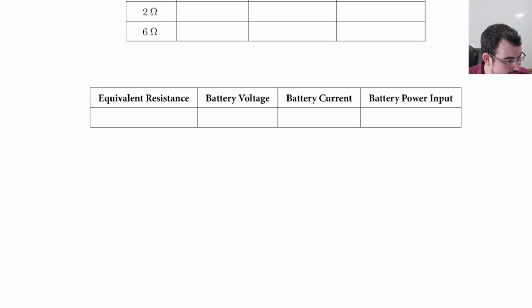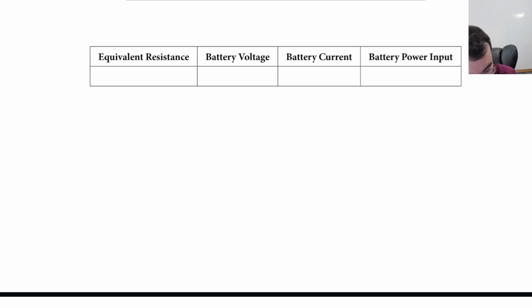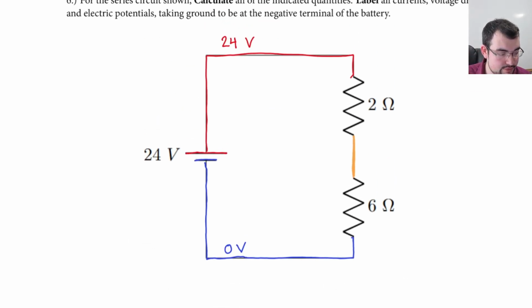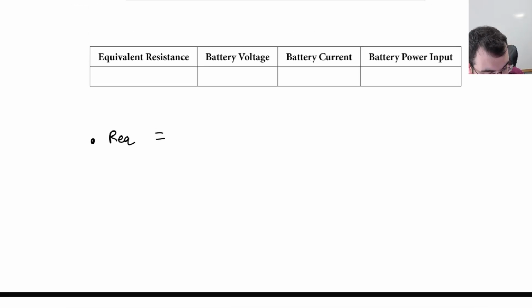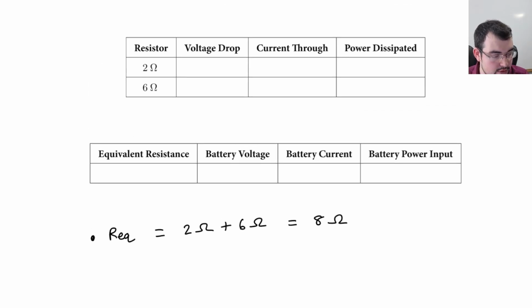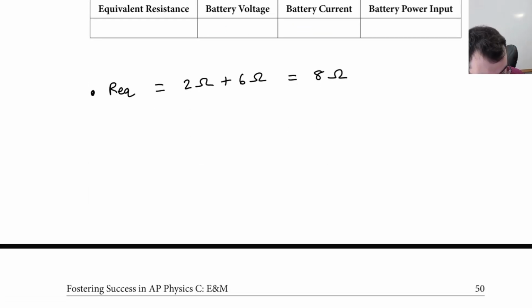So we'll begin. Step 1 is find REQ. REQ for this circuit is really easy because it's in series. In series, if I have to wait 2 minutes, then I have to wait 6 minutes right after, I've waited 8 minutes. So REQ is just going to be 2 ohm plus 6 ohm, which is equal to 8 ohm. Okay, so that has reduced the circuit to this.